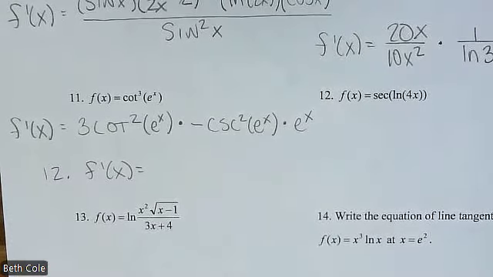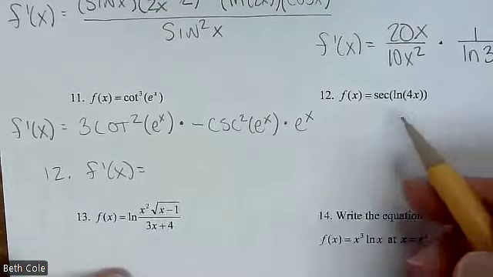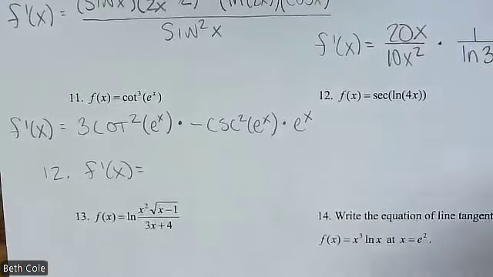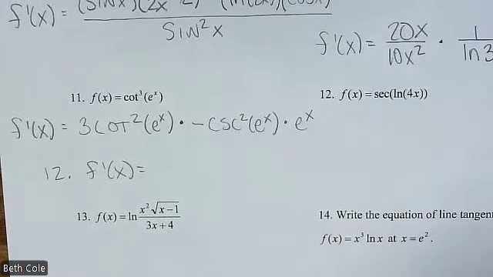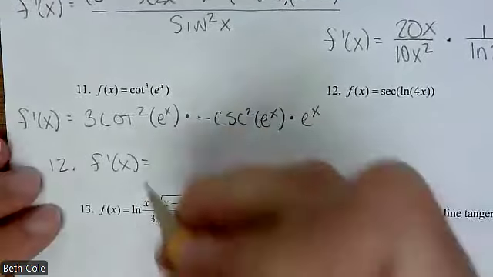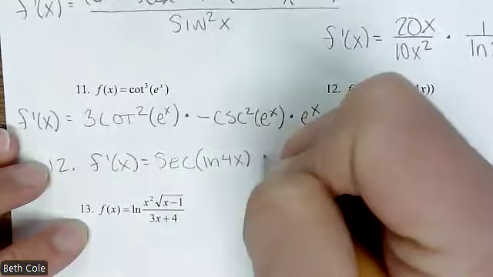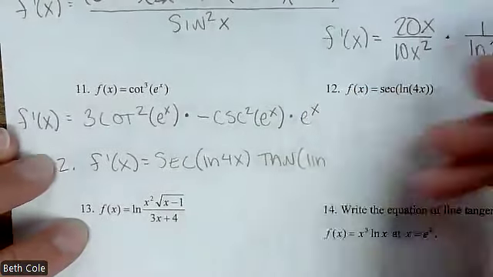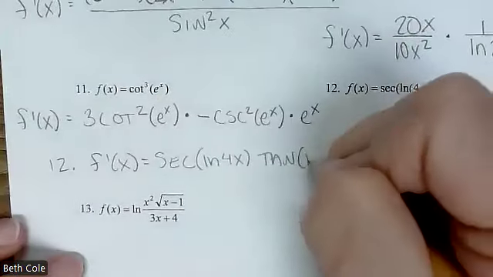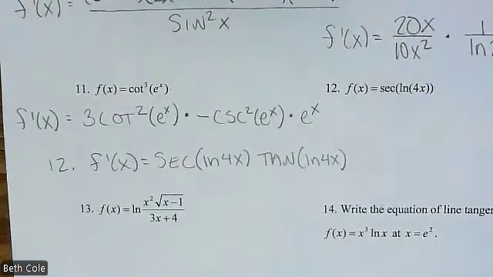Secant got hungry and ate ln, which got hungry and ate 4x. So you start with the most outside. Oh, I erased my derivative of secant. Secant tangent of all the stuff. All right. So it's going to be secant ln 4x tangent ln 4x. Derivative of secant is secant tangent. You just keep all the stuff. The stuff does not change.